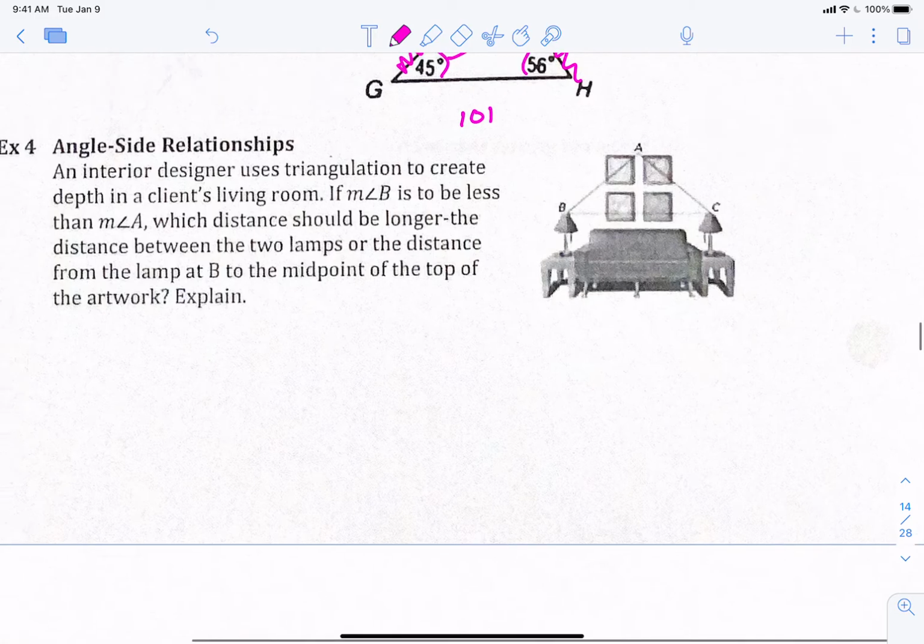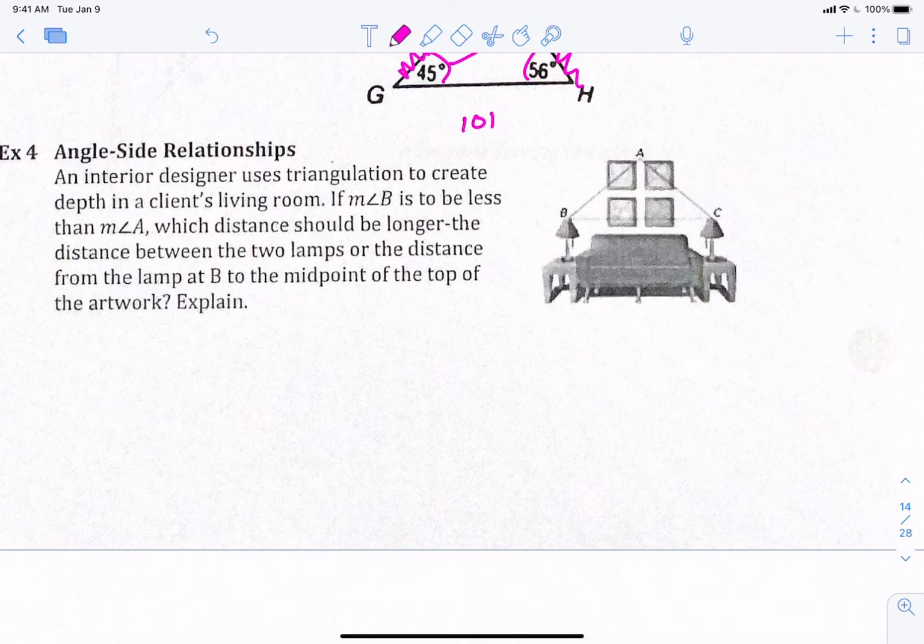Okay, last thing, an interior designer uses triangulation. This is like a legit thing. If you're gonna be an interior designer, you have to know geometry because there are certain geometric organizations that are more aesthetically pleasing to the eye than others. It's something called triangulation that interior designers use to appeal to people. It looks better, okay?